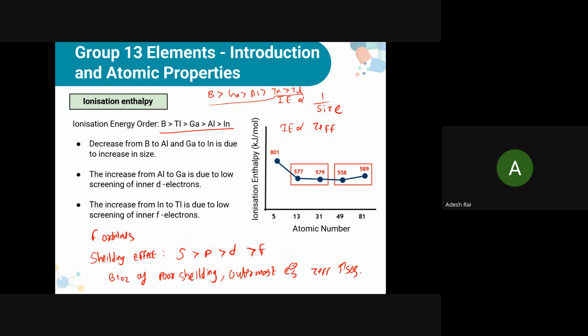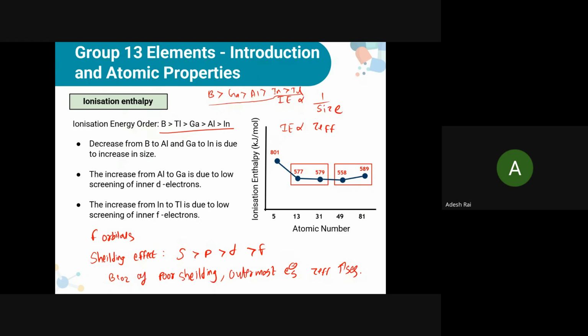As a result, what will happen? The outermost electron will receive the nuclear charge. When they receive that additional nuclear charge, which was not coming in other cases but in case of poor shielding effect is coming, they will be highly attracted toward the nucleus, their Z effective will increase. And when Z effective increases, what will happen? Ionization enthalpy will increase drastically.